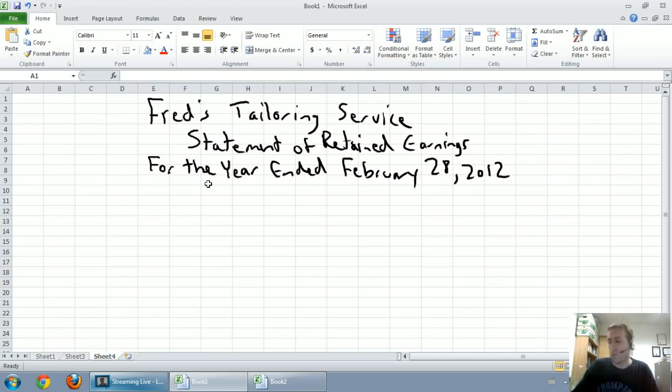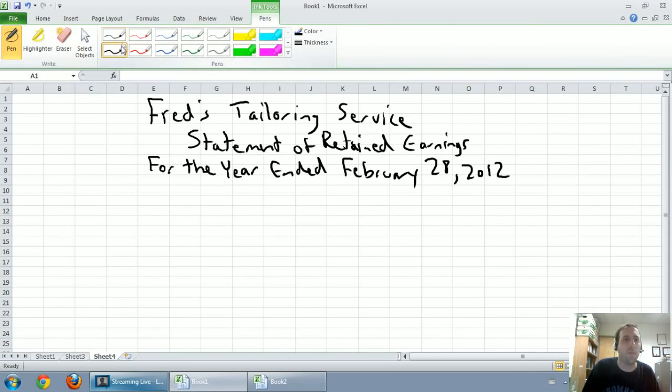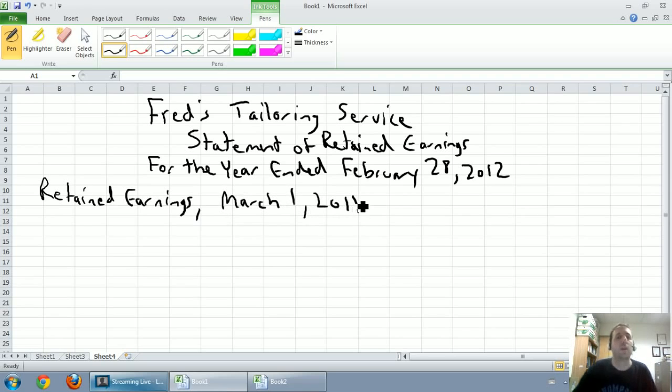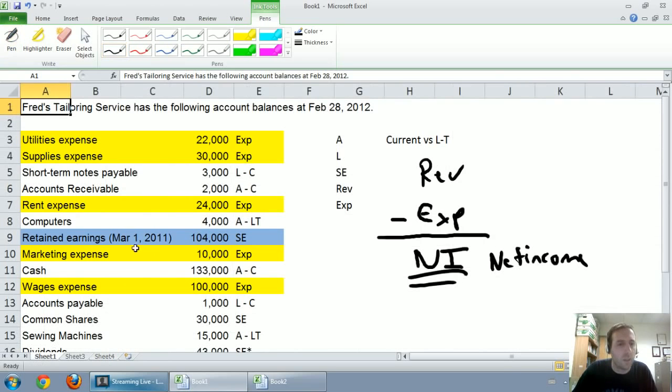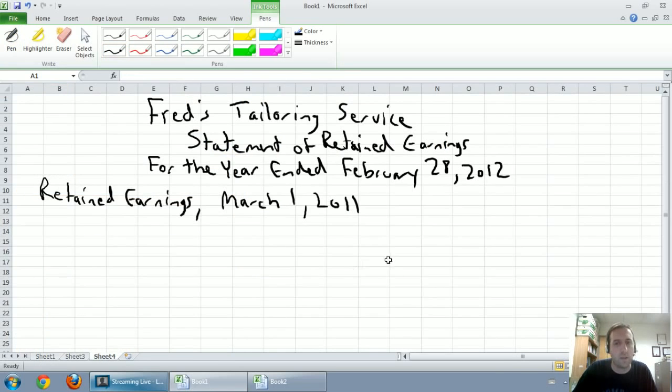Okay, so we're going to start with our retained earnings at the beginning of this year. And as we said, the beginning of this year was March 1st, 2011. So I'm going to say, okay, what was my retained earnings on March 1st, 2011? And just quickly flipping back there, we see that our retained earnings was $104,000, so I'm going to fill that in here.